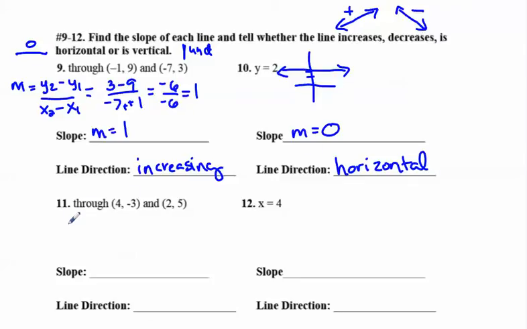Okay, in 11 we're going to go back to your slope formula. So the slope is the second y minus the first y. 5 minus negative 3 is the same as 5 plus 3. 2 minus 4. So I get 8 over negative 2, which is negative 4. So my slope is negative 4. And because my slope is negative, my line is decreasing.